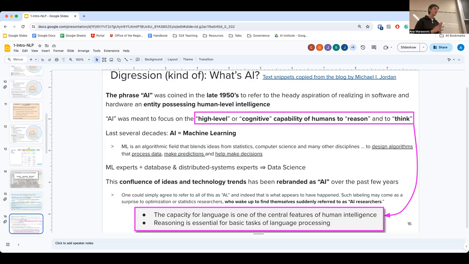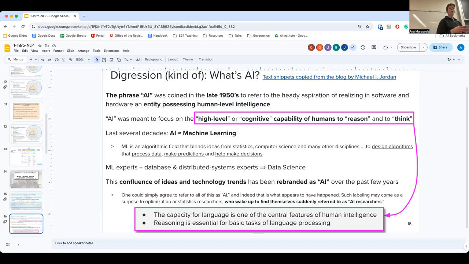I also want to make a little digression about what is AI. I love this blog post by Michael I. Jordan. I recommend it highly to read it. It's from 2018, still very, very relevant. It talks about how we refer to everything as AI and what are the issues of that.